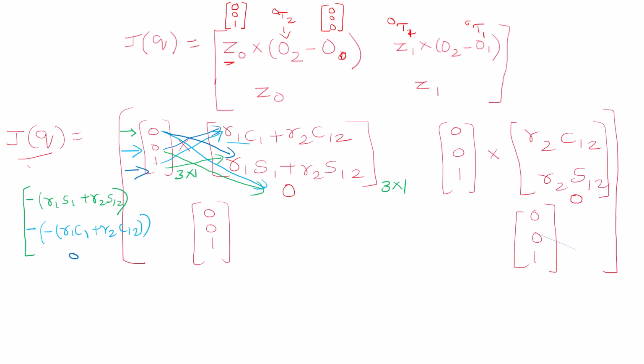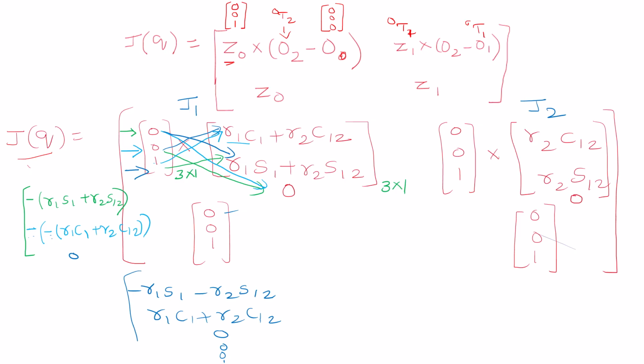So what would be the first column? It would be minus R1 S1 minus R2 S12, and minus of minus, this would be plus. So you will be getting directly R1 C1 plus R2 C12 and 0. So these are the first three rows of J1. Okay, so you have two columns in the Jacobian, that is J1 and J2. So these are the first three rows of J1, and the next three will be 0, 0, 1, right? The same way you should also do it for the column J2, right?